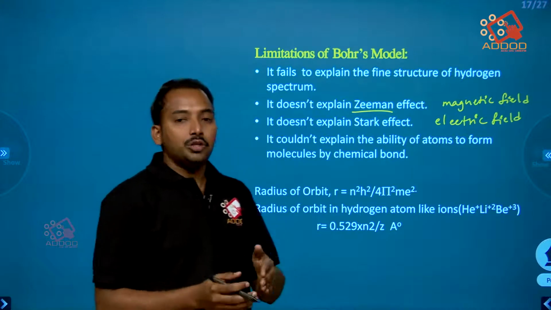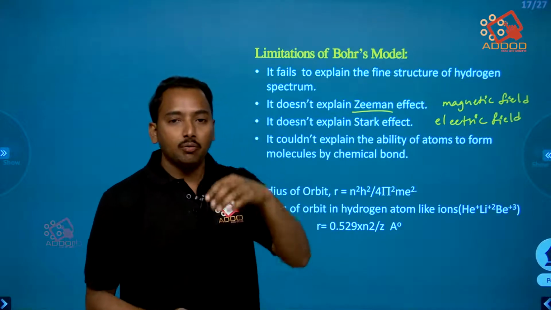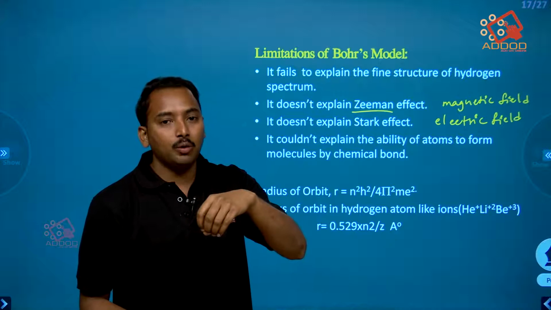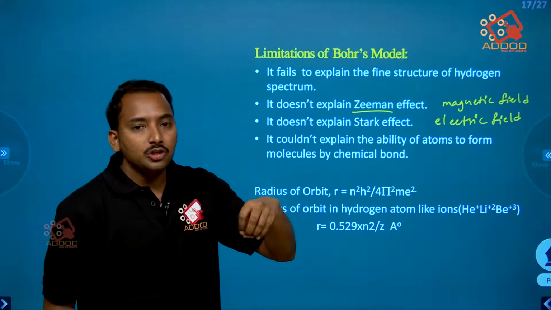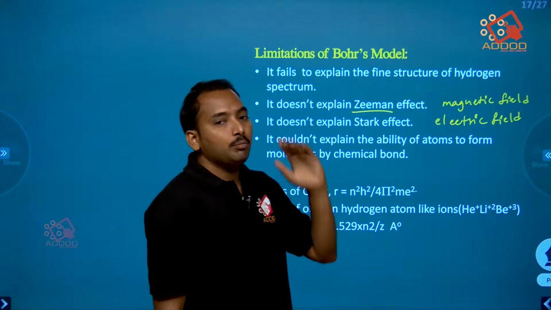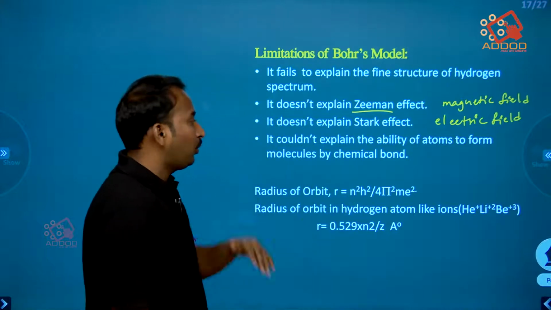So the framing of the question is: what are the postulates of the Bohr atomic model, explain the hydrogen spectrum, and the limitations of the Bohr model. This is the Bohr atomic model.